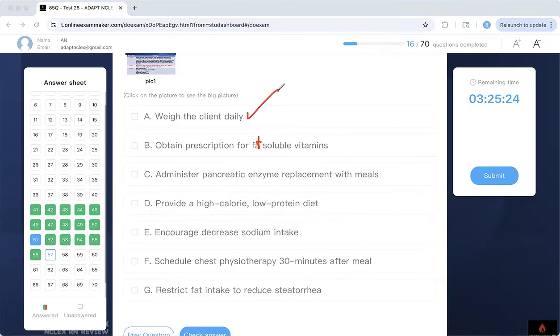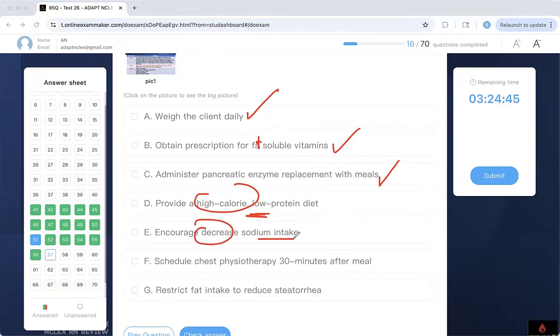We're going to measure the baby's weight, the kid's weight, because he's losing weight. That's one. That's fine. We're going to prescribe fat-soluble vitamins because they cannot absorb fat-soluble vitamins. They cannot metabolize fat, so they cannot absorb it. We're going to administer pancreatic lipase with meal. D is a trap. We need high calorie, but we need high protein, not low protein. We should encourage increase in sodium, not decrease it.